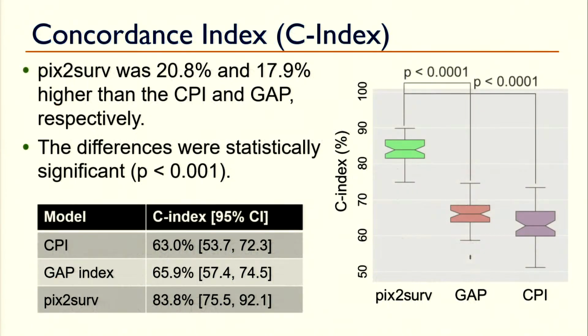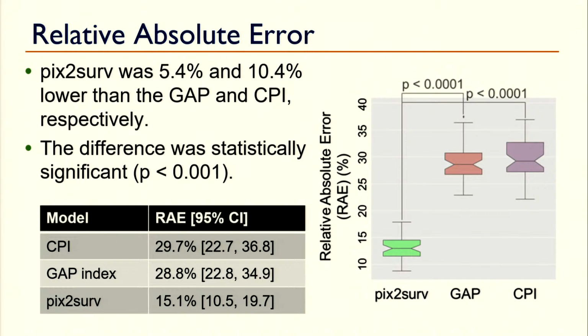Here is the result for the concordance index. We see that the Pix2-Serv yielded much higher performance than those of the CPI and the gap index, and that the improvement was statistically significant. Here is the result for the relative absolute error. We can see that the Pix2-Serv had much lower error rate than those of the CPI and the gap index, and this was again statistically significant.